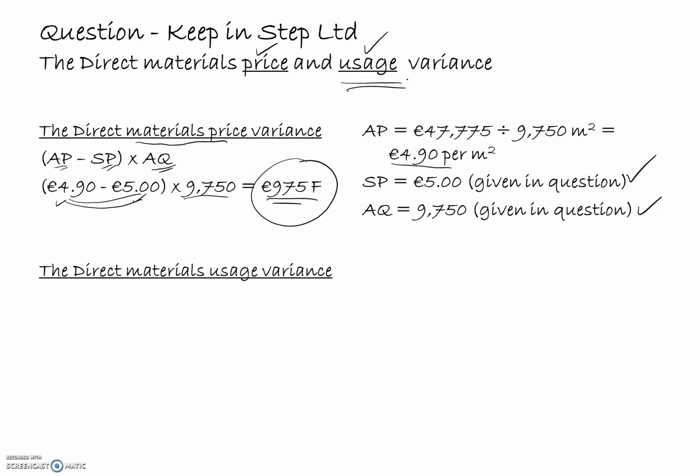Now moving on to the usage variance. The direct material usage variance, and our little shorthand notation, our formula is as follows. Actual quantity compared to the standard quantity multiplied by the standard price. Now I already have a lot of this information. I just used the actual quantity a few seconds ago, and I just used the standard price a few seconds ago. So what I need is the standard quantity.